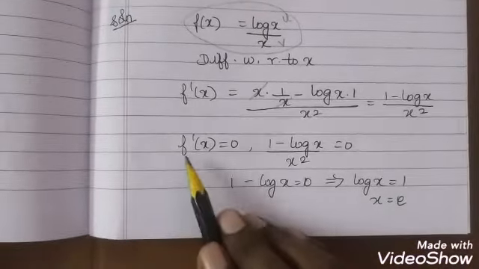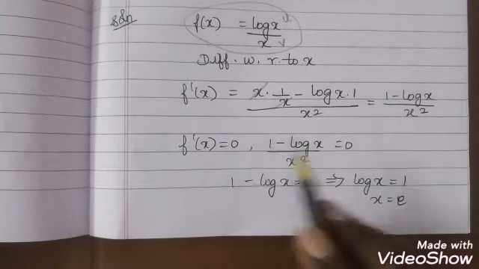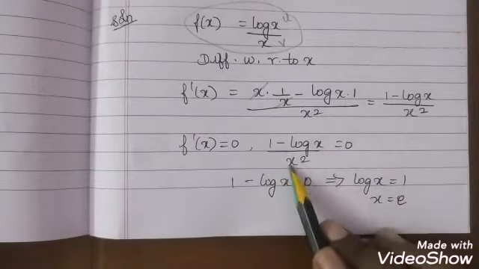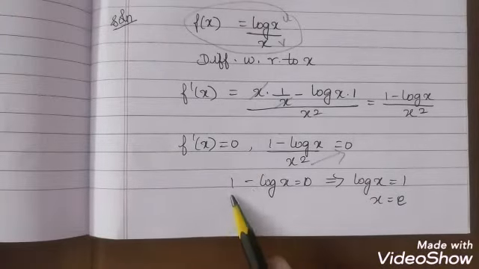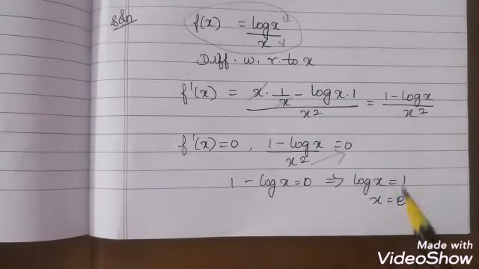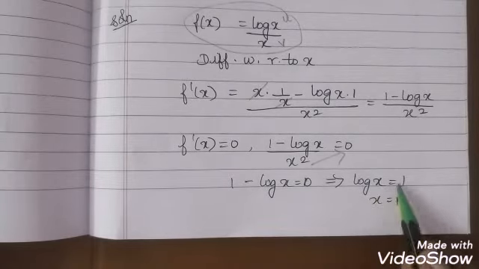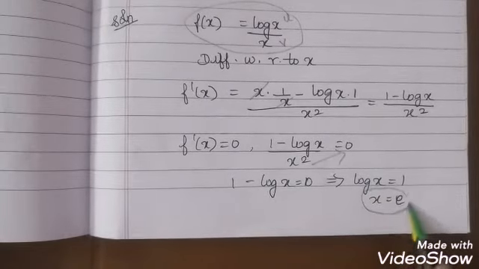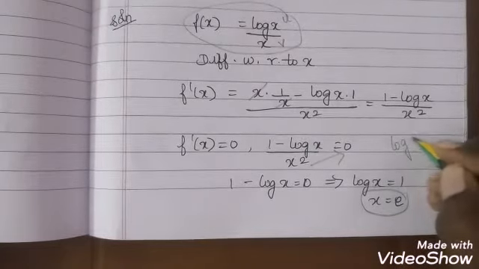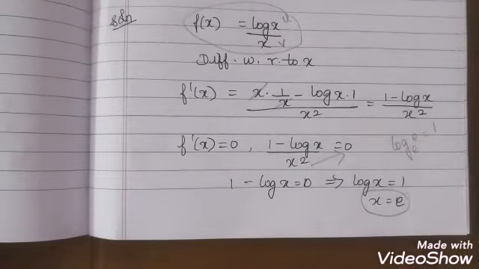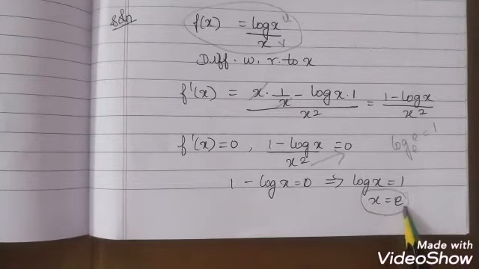So here your f dash of x is equal to 0, so you get 1 minus log x divided by x squared is equal to 0. Cross multiplying, you will have 1 minus log x is equal to 0. So in that case, what will you get? Log x equal to 1. So if your log x is equal to 1, you know that log of e to the base e is nothing but equal to 1. So in that case, what is your x equal to? Actually, your x is equal to e.